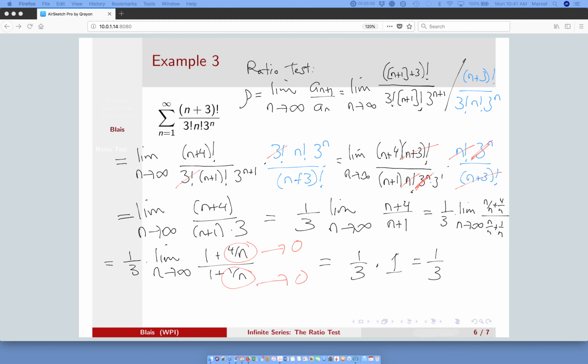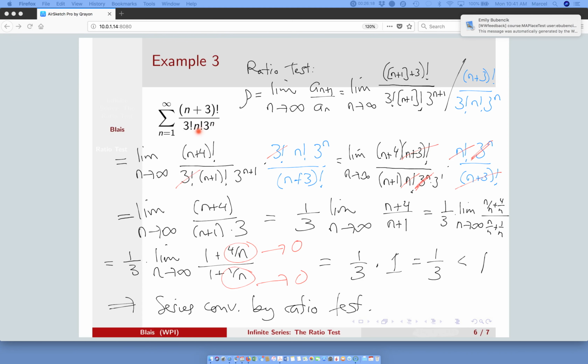And remember, this was a calculation for the rho for our ratio test. This is less than 1, which means our series converges by the ratio test. And remember, intuitively, this means as you go further and further down the line of the terms in this sum, each term looks closer and closer to 1/3 times the previous term. And so, yes, we conclude that this original series is converging by the ratio test.